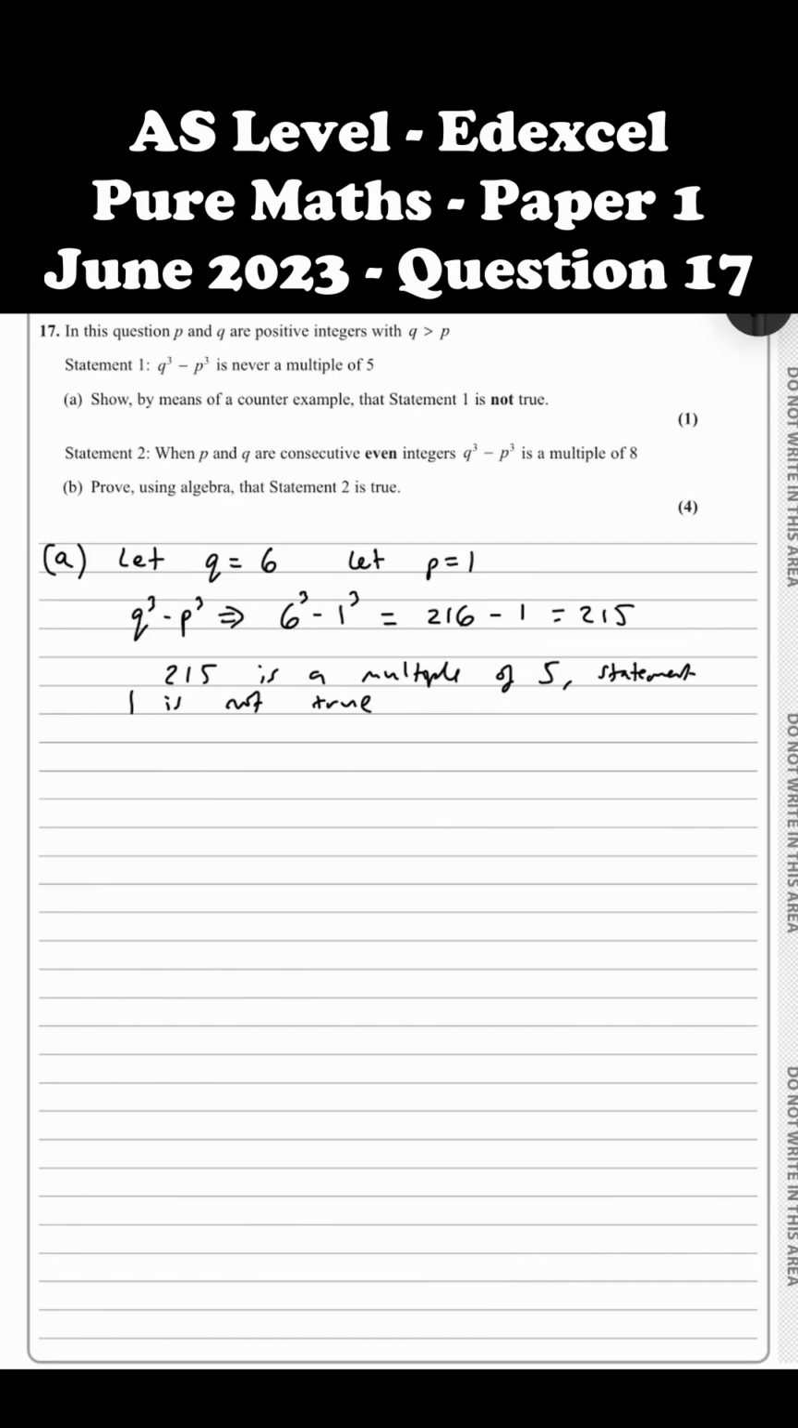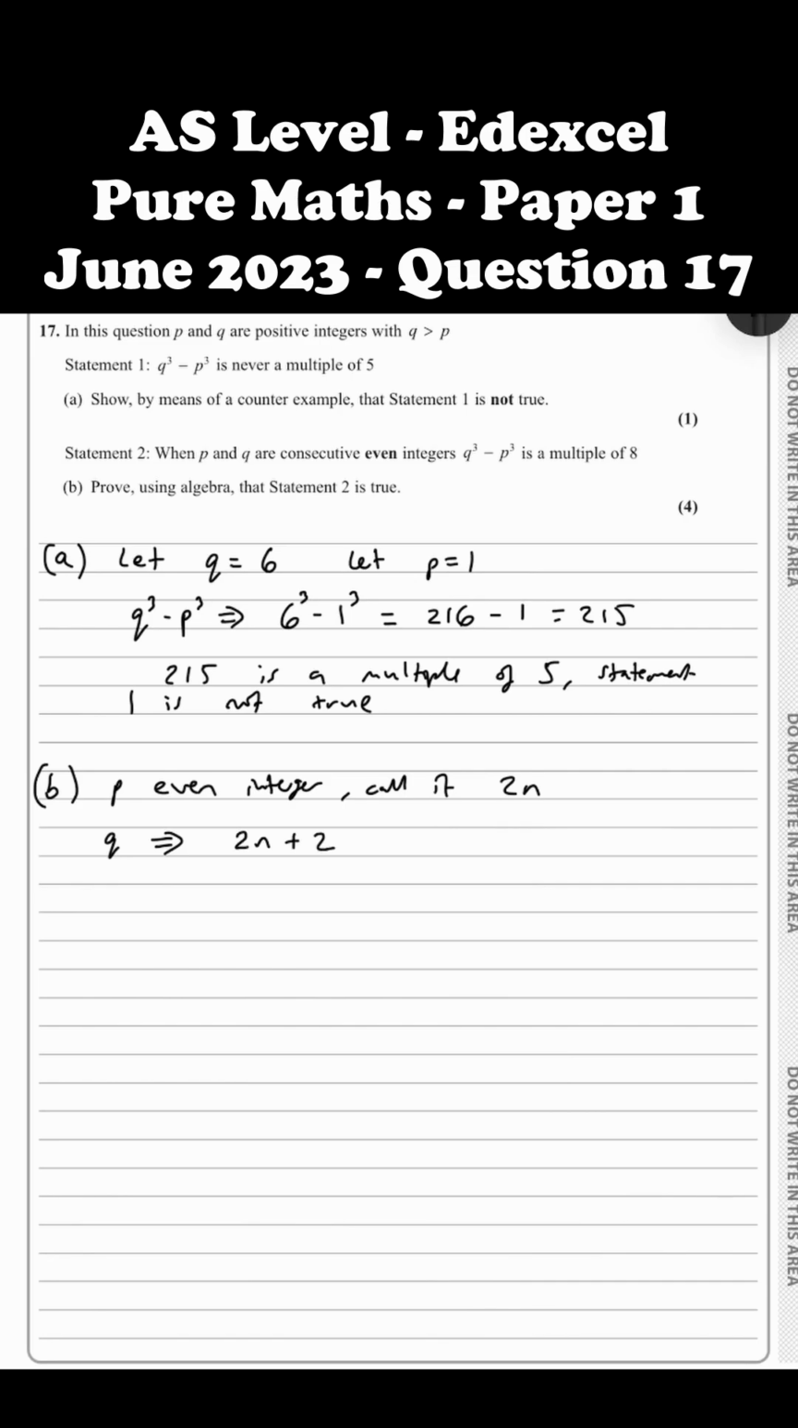Statement 2, when p and q are consecutive even integers, q cubed minus p cubed is a multiple of 8. Part B, prove using algebra that statement 2 is true. So, p is an even integer. Call it 2n, as anything multiplied by 2 is going to give an even number if it's 2 lots of an integer, and therefore they're consecutive, which means q must then be 2n plus 2, which would be the next even number.